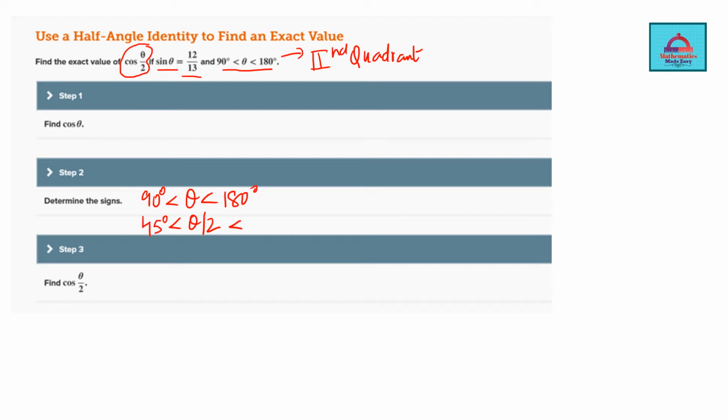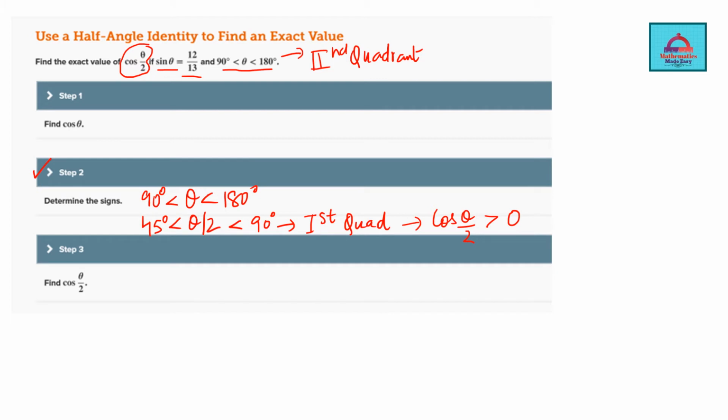So this is 45 to 90, which means it is in the first quadrant. So the answer, because it is in the first quadrant, cos theta by 2 will be positive. Okay, that's one important observation. We did step 2 before because it was easy to know from the quadrant here.